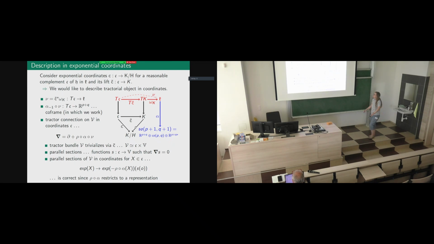And if we really want to describe it in coordinates locally, then we do it in this way. We consider the parallel section at the origin and use exp of minus rho alpha x for each x from C. This just suggests that we use our exponential coordinates, according to how we like to split the algebra.